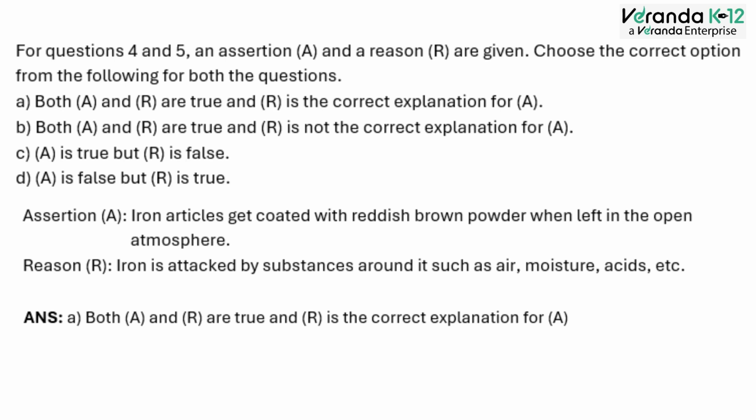Iron particles get coated with reddish brown powder when left in the open atmosphere because iron reacts with oxygen and moisture present in the atmosphere and forms a reddish brown layer on iron, which is called rust. Iron articles get rusted or corroded. This is called rusting of iron.